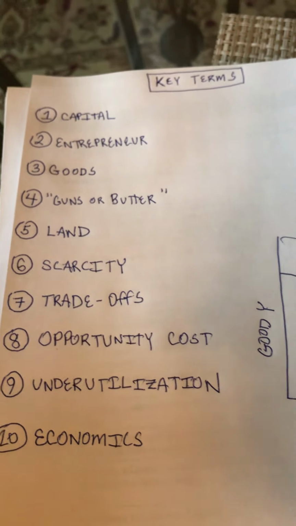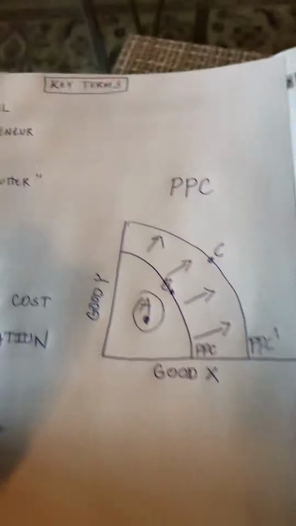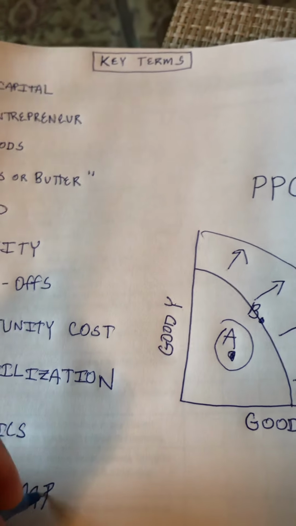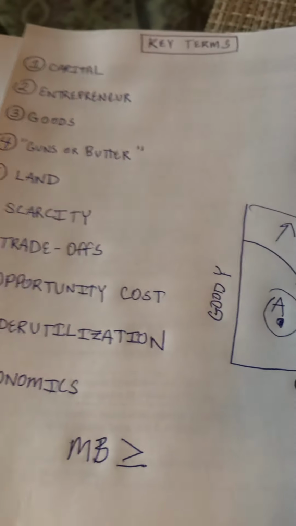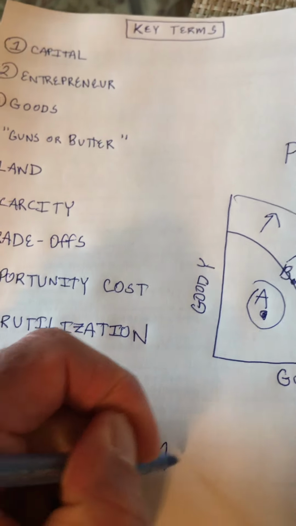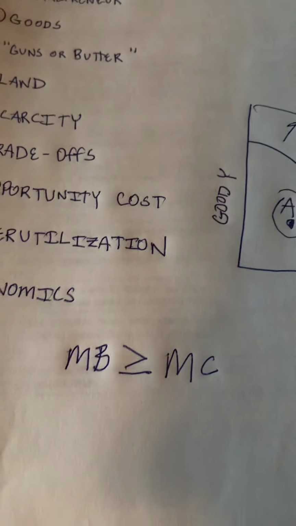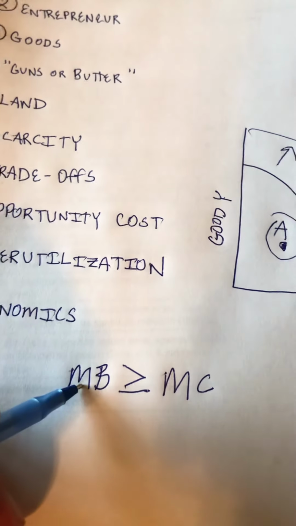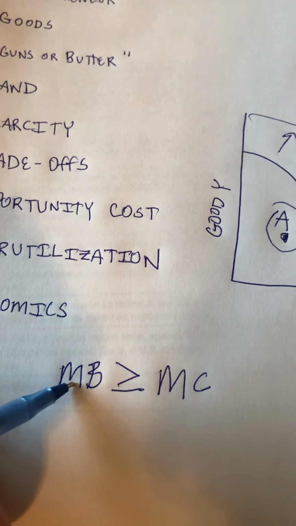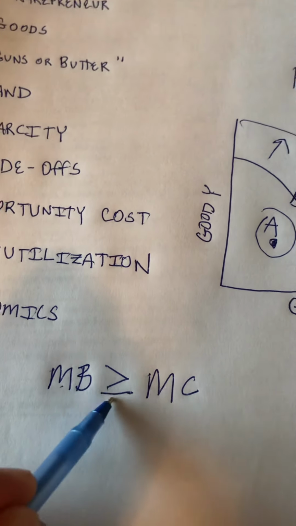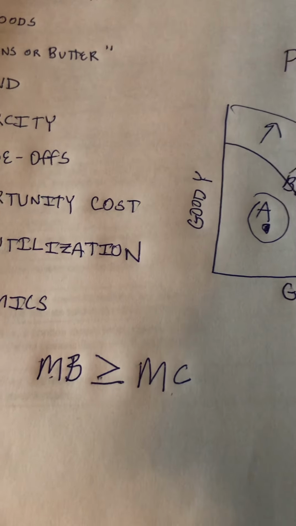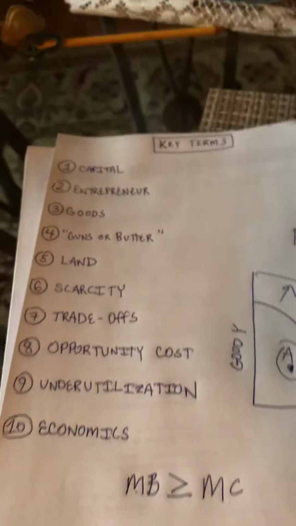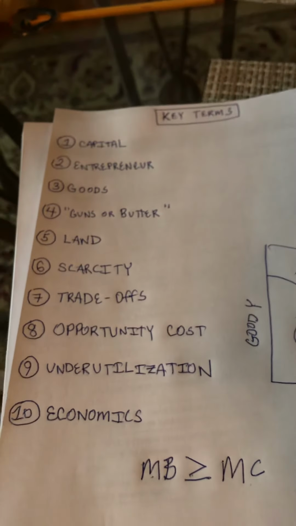And let's not forget our formula. Does the benefit or the marginal benefit of our decision make sense, because is it greater than or equal to the marginal cost? So should I get the cheeseburger deluxe? Well, is it going to be greater than or equal to the marginal cost of eating the cheeseburger deluxe? So those are our first 10 terms from Chapter 1.